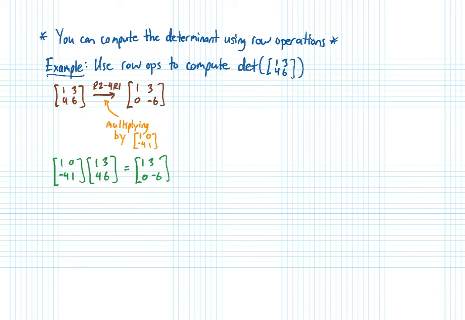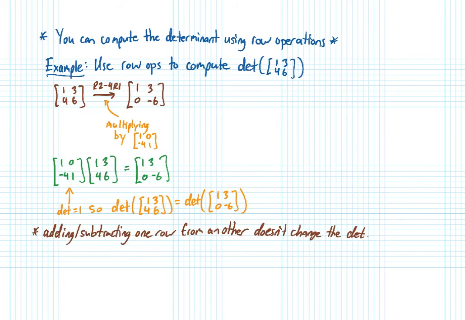And then we can take the determinant of both sides and get an equation involving determinants. But this elementary matrix has determinant 1. And as a result, we can say that the determinant of 1, 3, 4, 6 is equal to the determinant of 1, 3, 0, minus 6. And so what we just saw illustrates a general principle, which is that adding or subtracting one row from another doesn't change the determinant, because those elementary matrices have determinant 1.